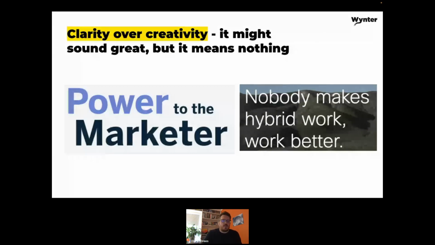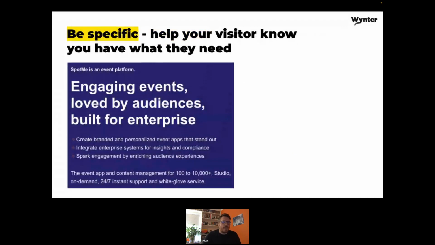Be as specific as you possibly can. This is maybe an extreme example, but there's a lot of things that it is doing for providing some of that additional relevance and clarity, right? I know that it's an event platform for events, and it's built for enterprise and so forth, right? There's a lot of very specific details here. You could probably still simplify this some, but there's a lot going on.